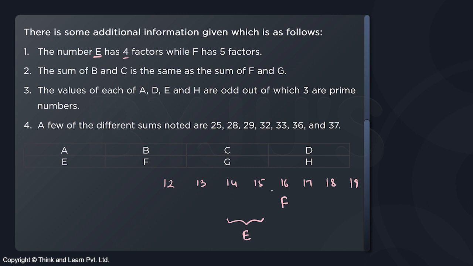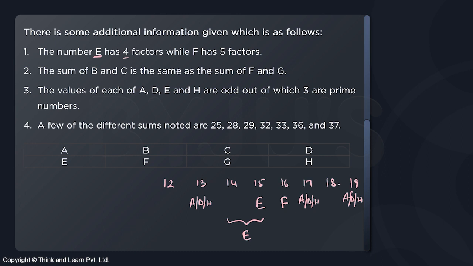The value of each of A, D, E, H are odd, out of which 3 are prime numbers. So A, D, E, H are all odd numbers. 3 of them are prime. If A, D, E, H are all odd numbers, that means E must be an odd number, right? E must be an odd number. So E will become an odd number, and the other 3 odd numbers are A, D and H. So I'm just writing it here. They are A, D and H.